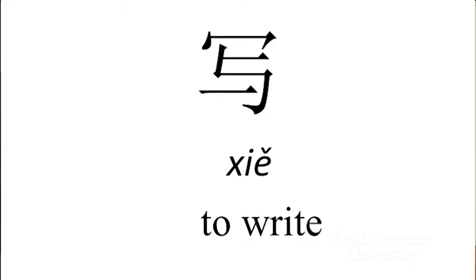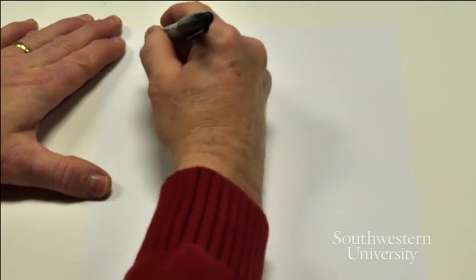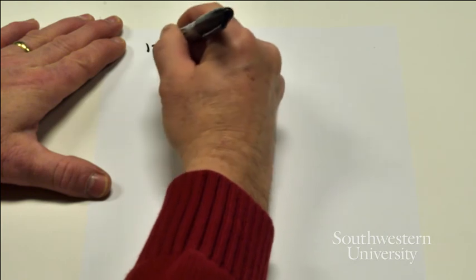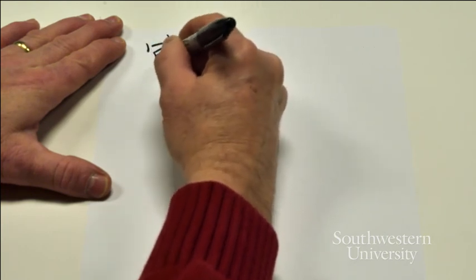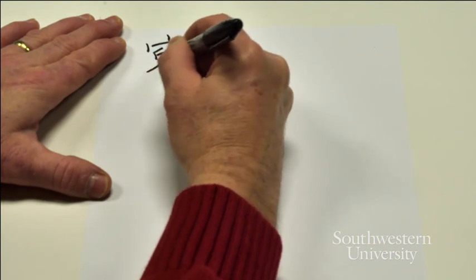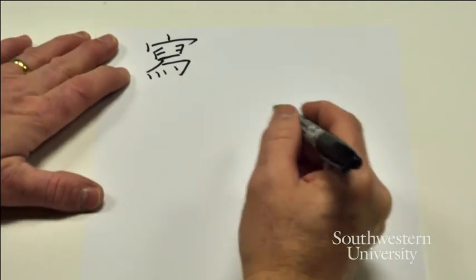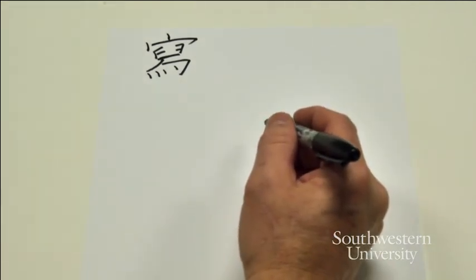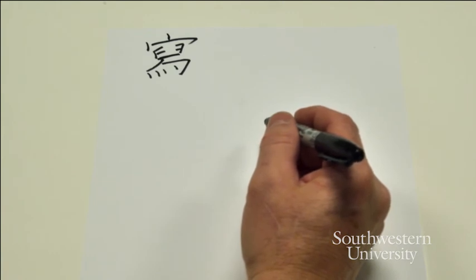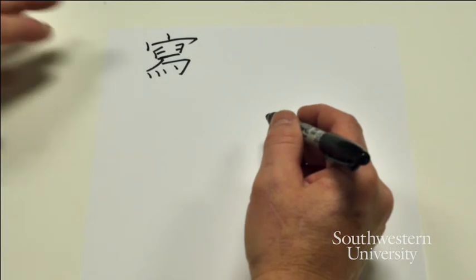The next character, xie. This, as far as I know, is entirely phonetic. The traditional character looks like this. Xie, to write.